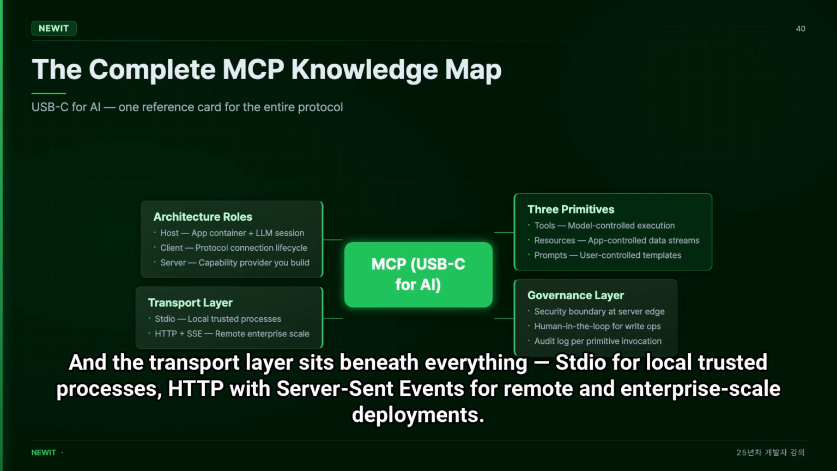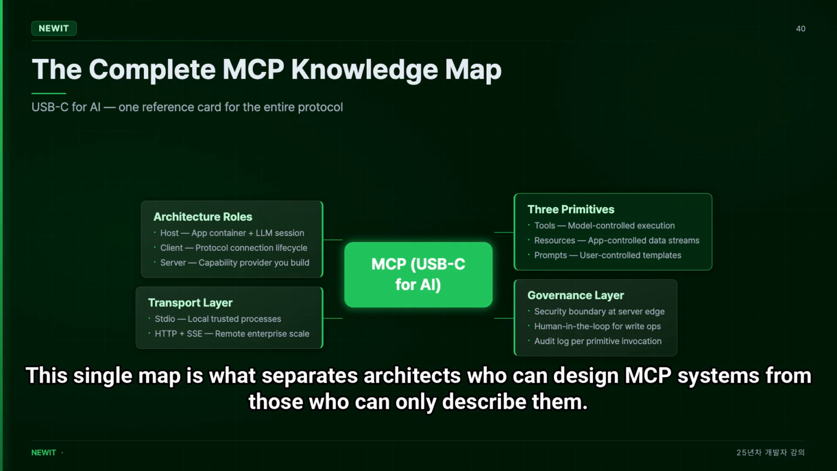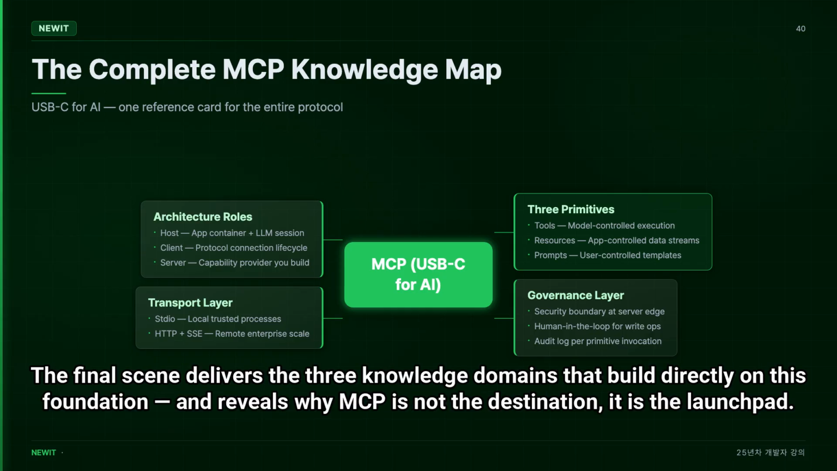And the transport layer sits beneath everything. STDIO for local trusted processes. HTTP with server-sent events for remote and enterprise-scale deployments. This single map is what separates architects who can design MCP systems from those who can only describe them. The final scene delivers the 3 knowledge domains that build directly on this foundation, and reveals why MCP is not the destination, it is the launchpad.